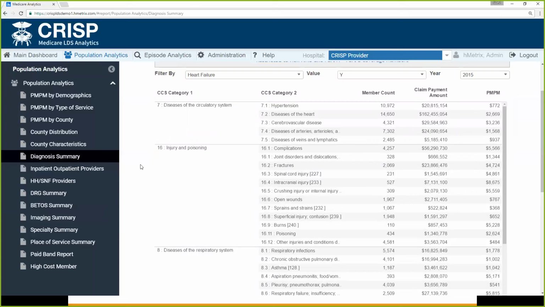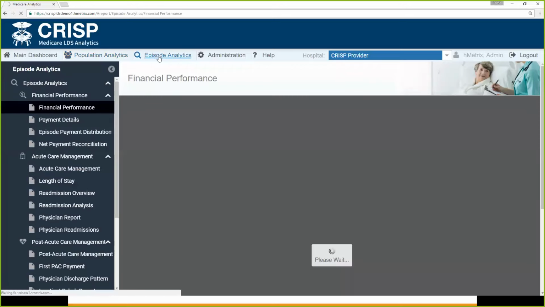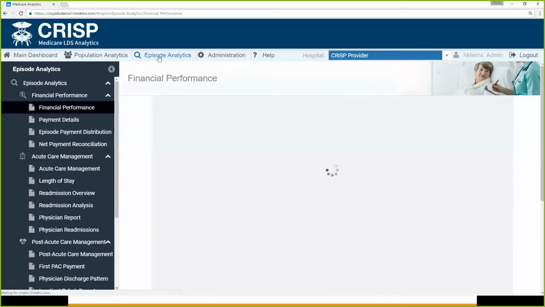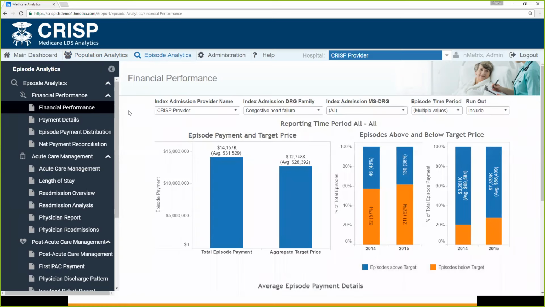But I want to jump over to the episode analytics to give you an idea of how one might go through these tools and use them. Most of these reports are going to be similar in nature and are fairly straightforward. I find the episode analytics to be a little bit more difficult to navigate. We've tried our best to group them in such a way that it makes it a little bit easier, but I just want to go through the different sections of this so you can fully understand how this tool is set up to work.